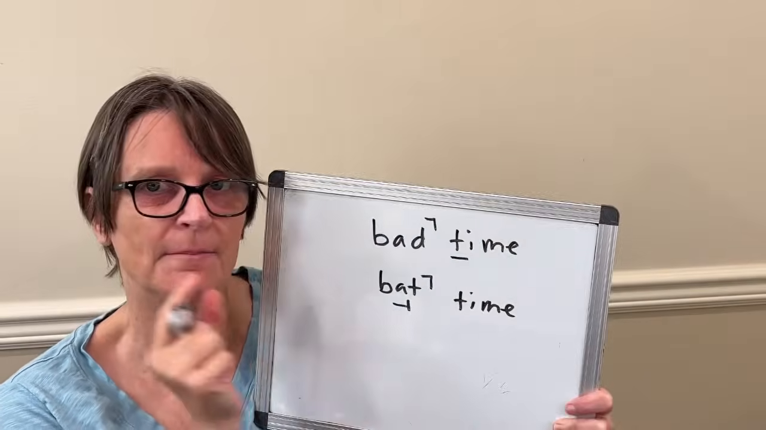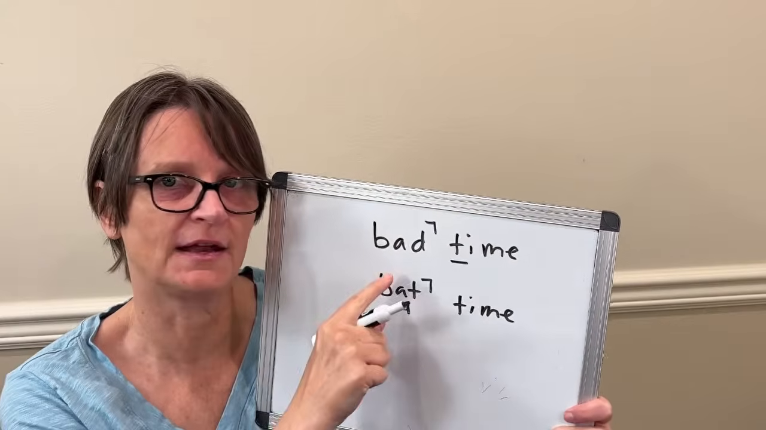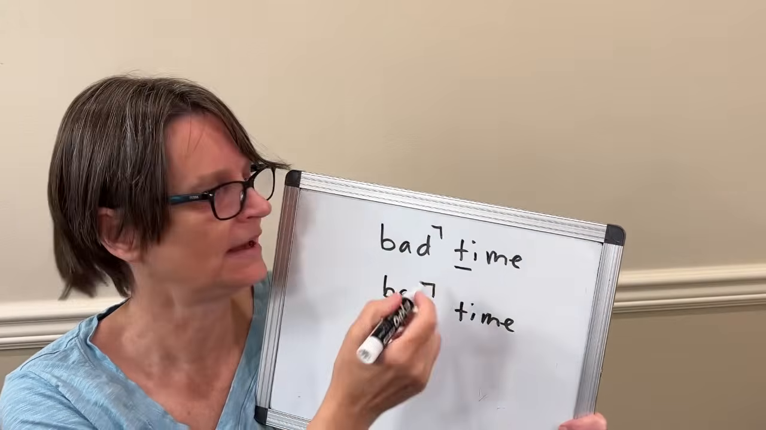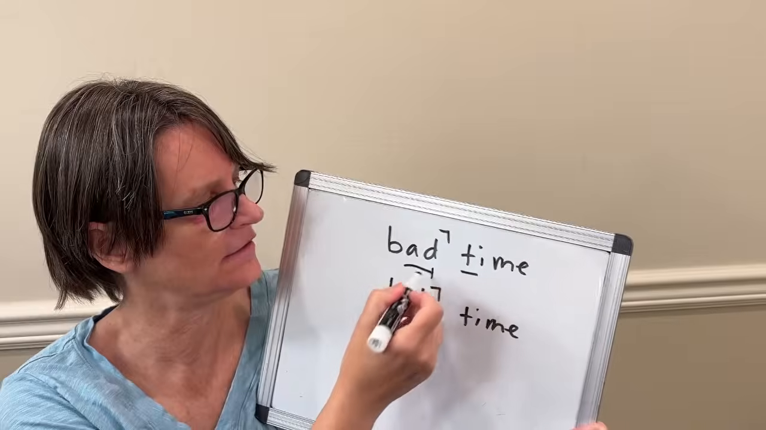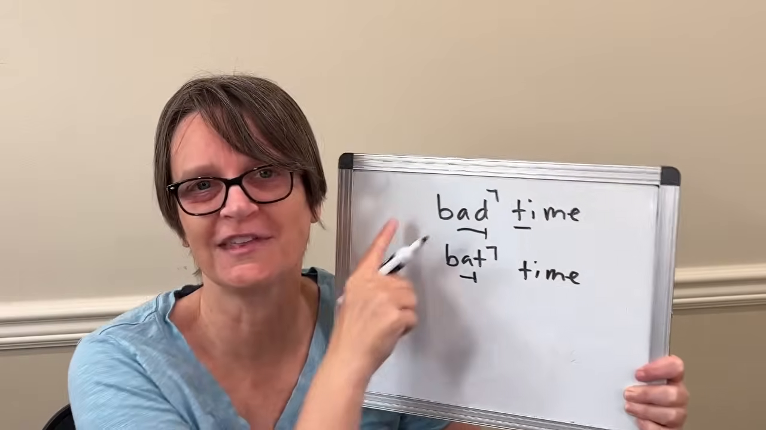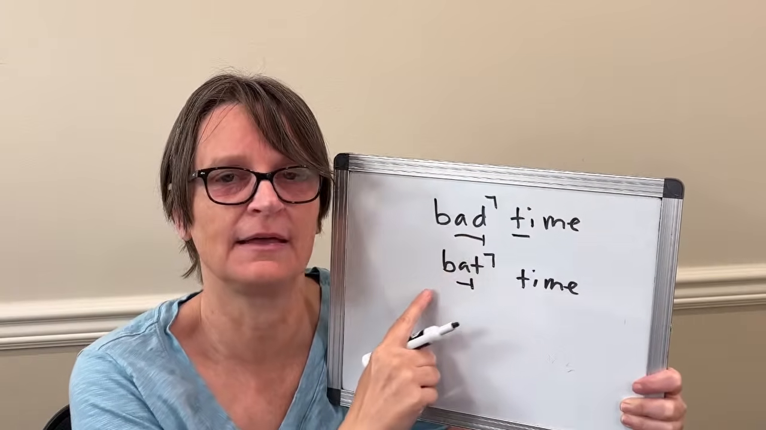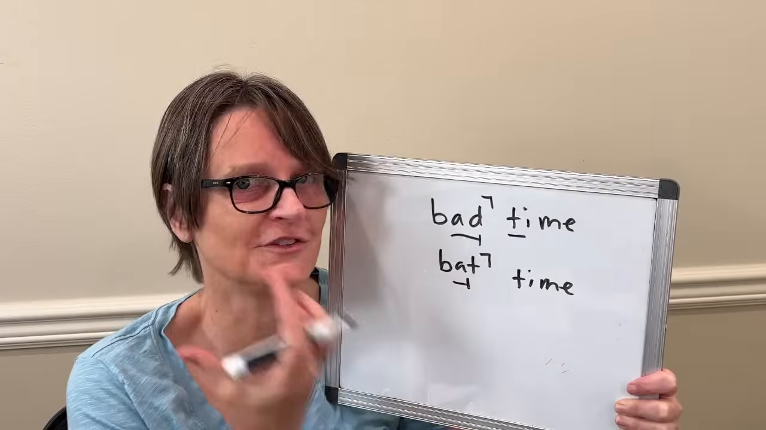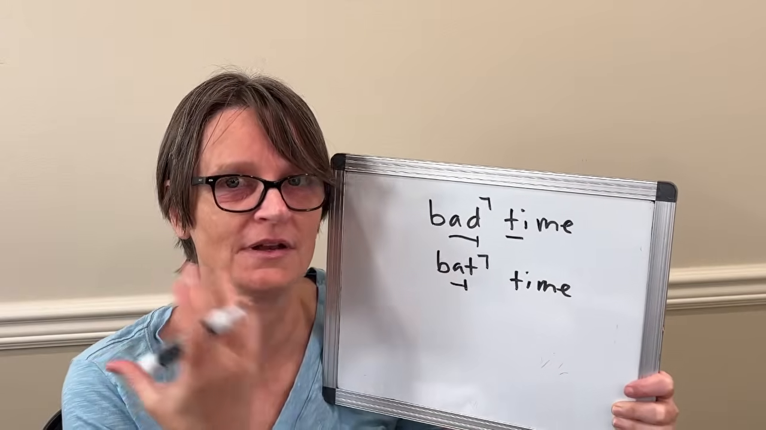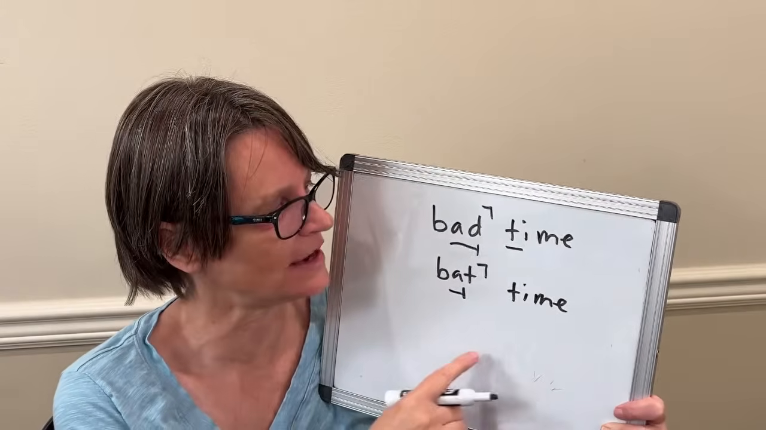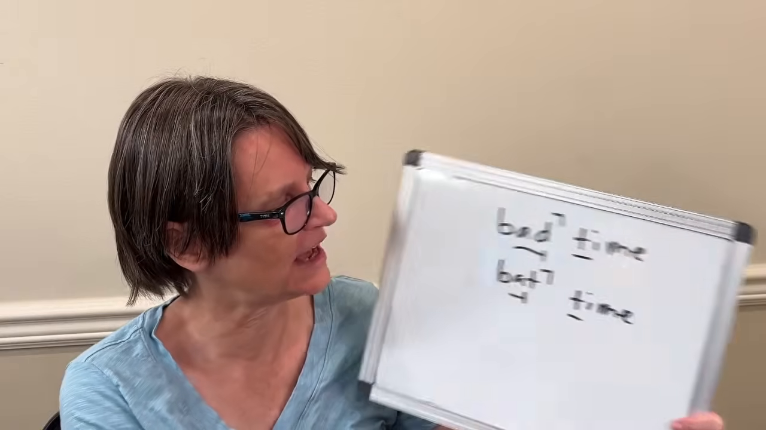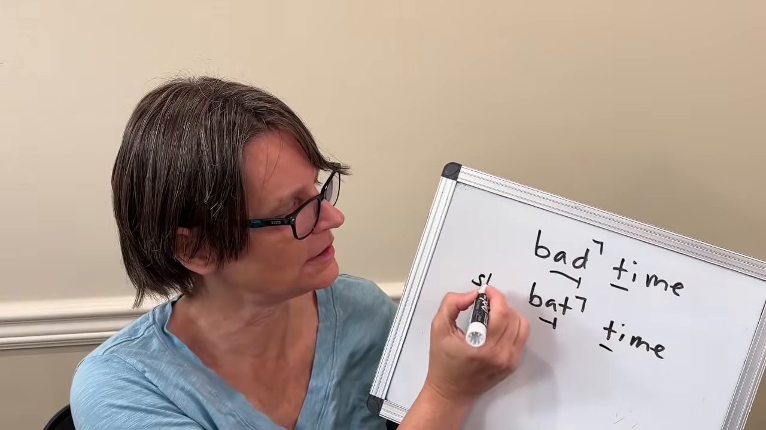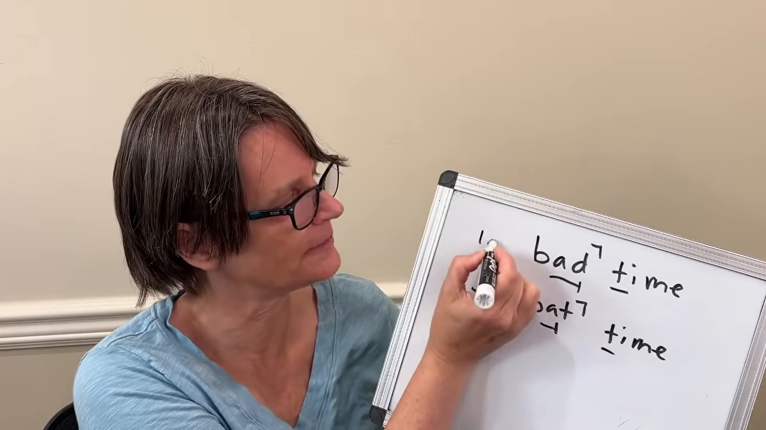You can hear how my bat is very short versus I had a bad time, bad time. I'm going to hold the vowel sound a little bit longer. So that's the main difference between bad and bat, is how long we hold the vowel. Because neither of them gets a t or a d sound, I'm not letting those t's and d's out. I'm releasing onto the t of time both times. So this one's shorter, and this one's longer.